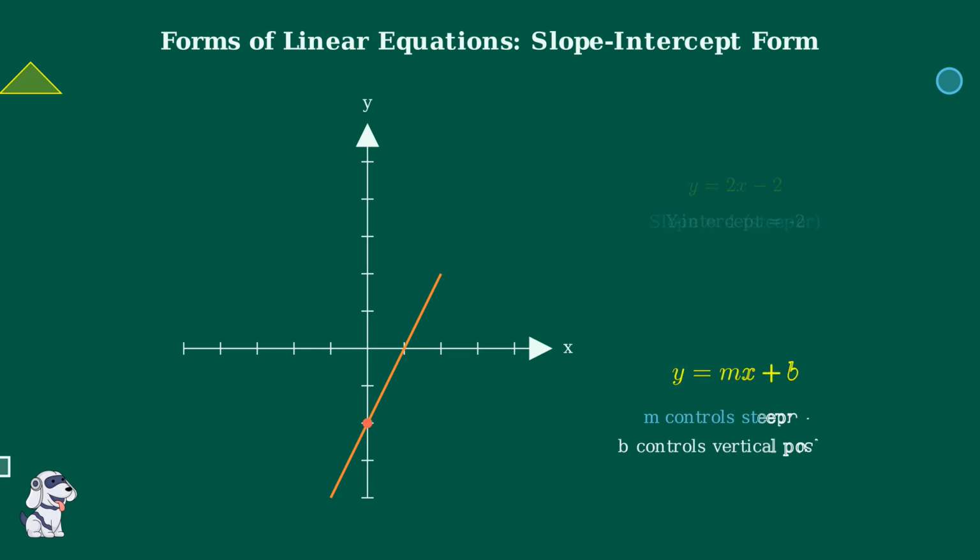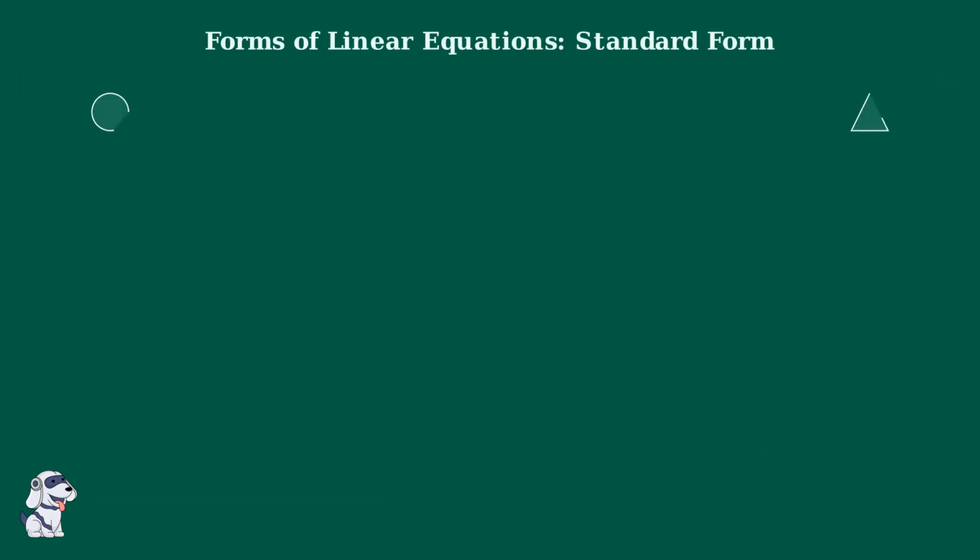Remember, in the slope-intercept form, y equals mx plus b, m controls how steep the line is, while b controls where the line crosses the y-axis. This form makes it easy to quickly understand and graph linear equations. Now let's explore the standard form of linear equations, which is another important way to represent linear relationships.